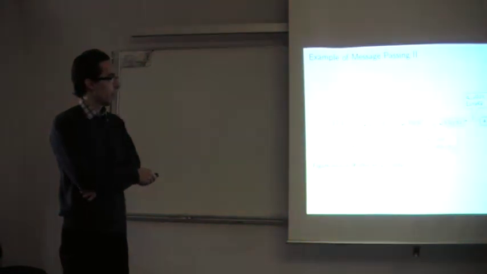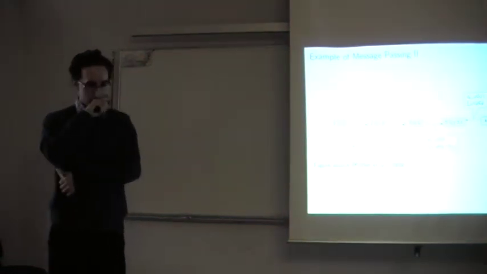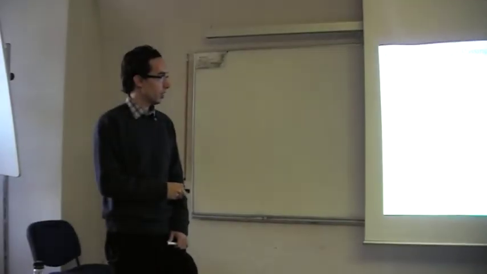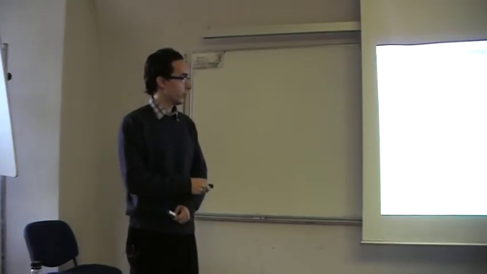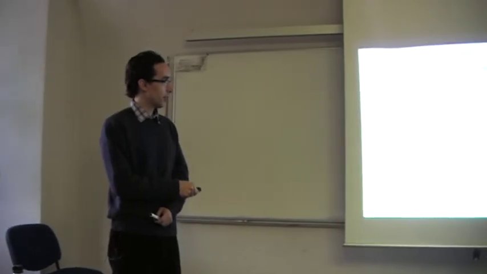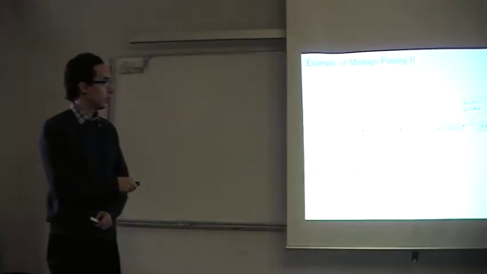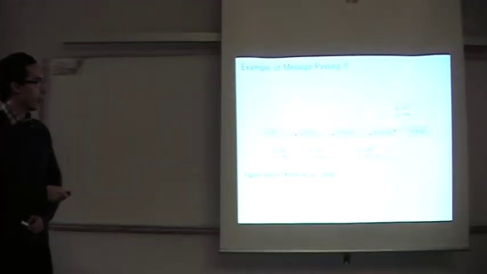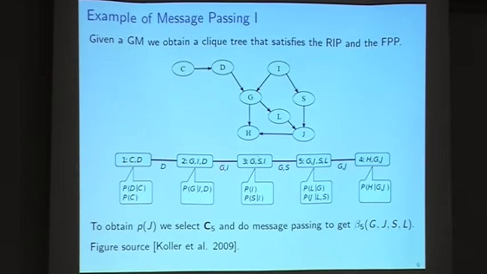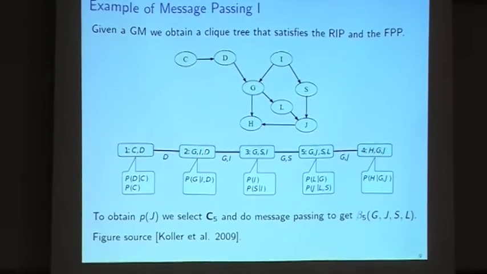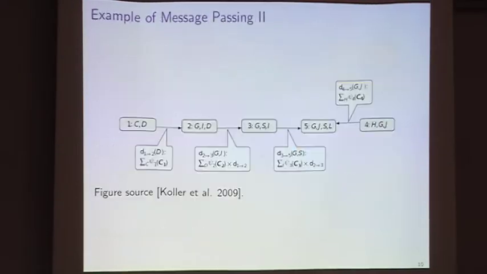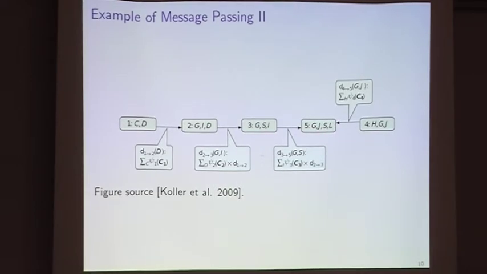In the second node, the message that we are going to pass is just a marginalization of the product of the initial potential associated with that node, psi 2 in this case, which is just this factor, times the incoming message from the first node, and then marginalized with respect to the variables that are not in the subset. In this subset, we have the variables g and i, and the variable that is not in that subset is the variable d. So we do this until we get to the root.